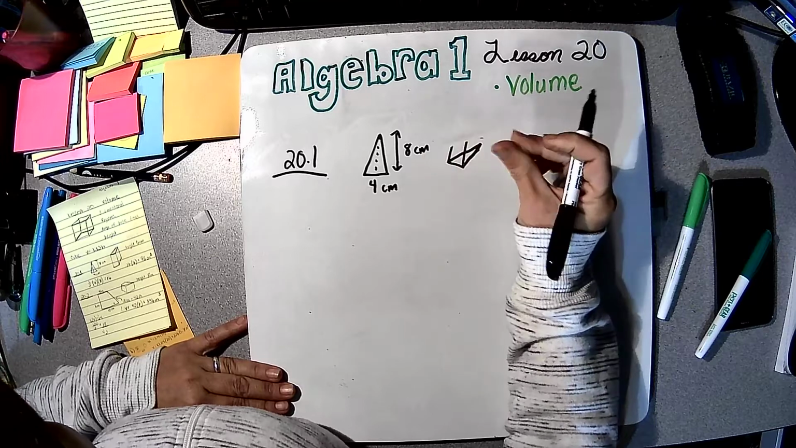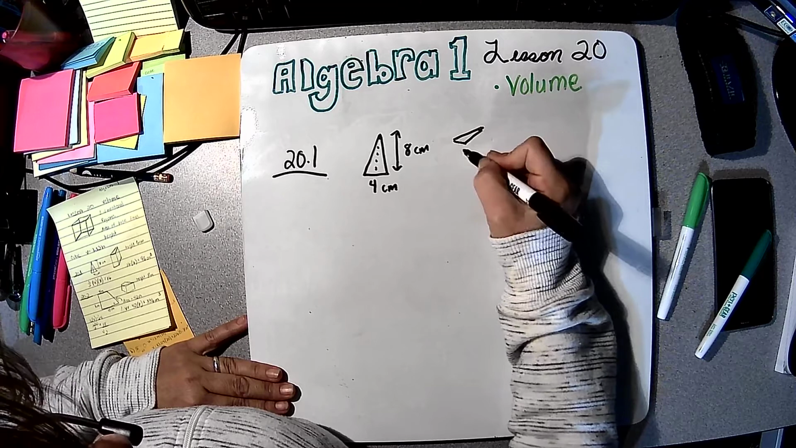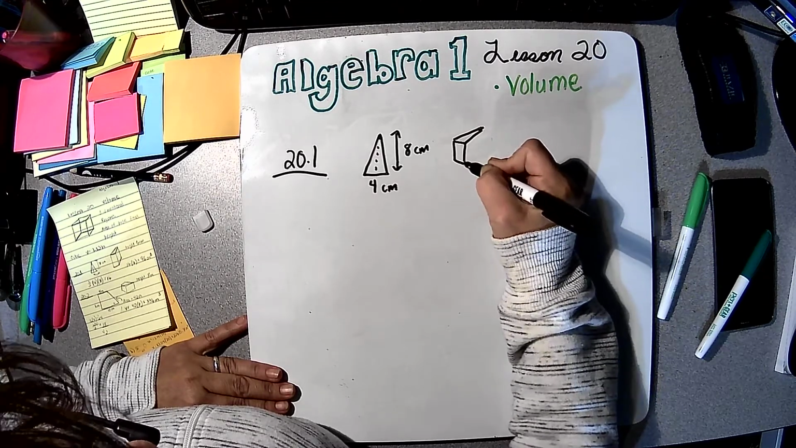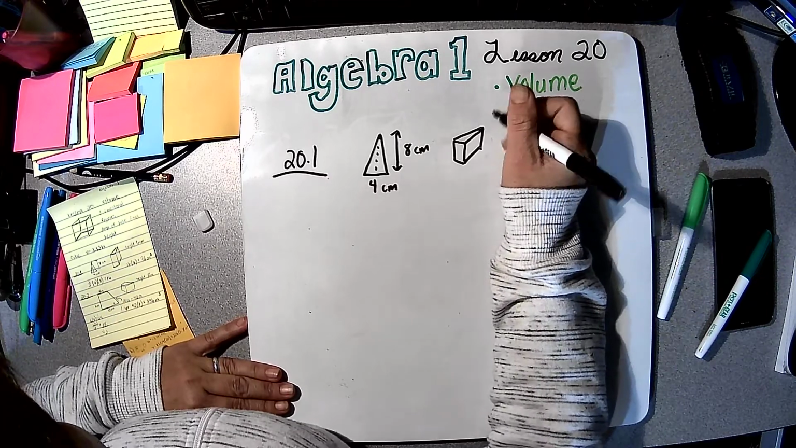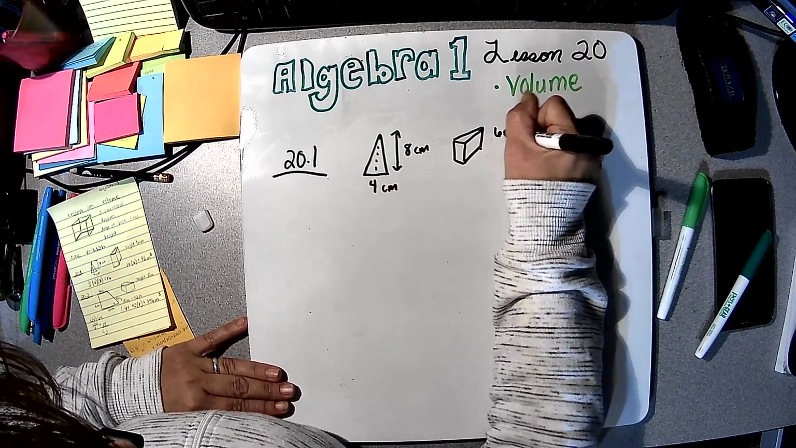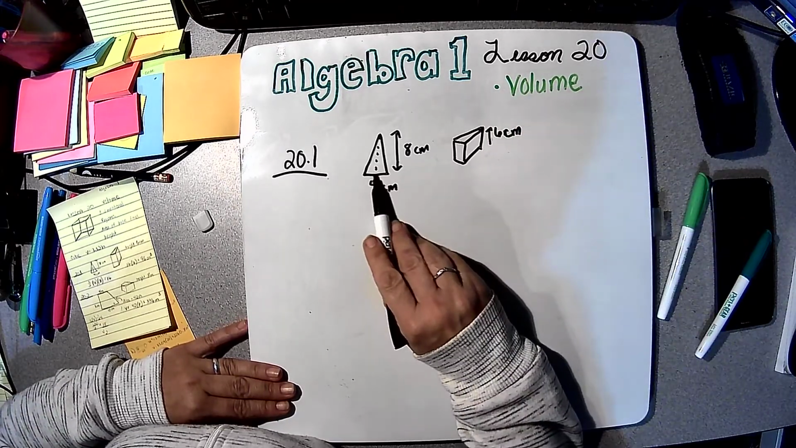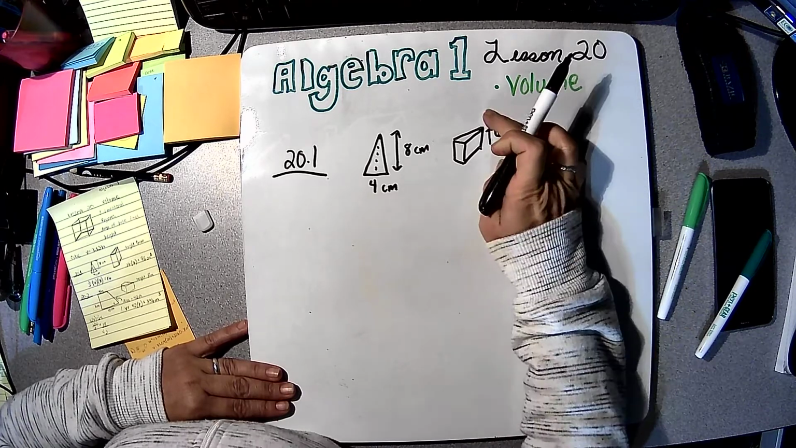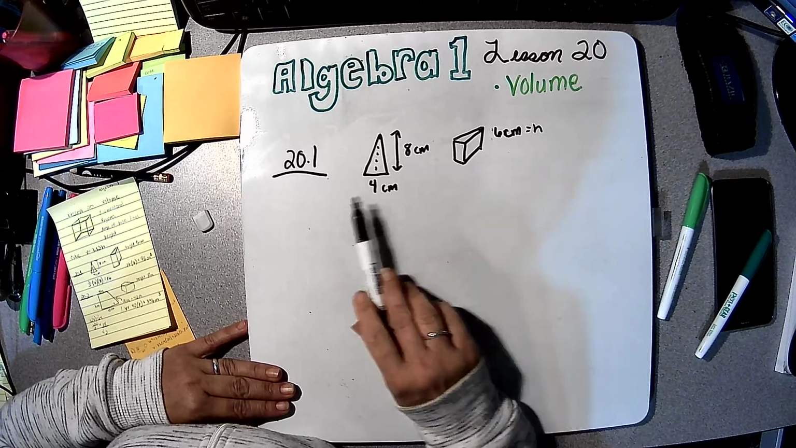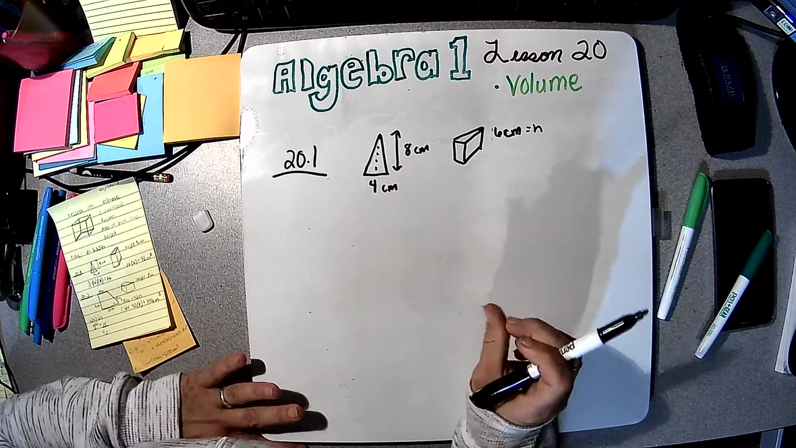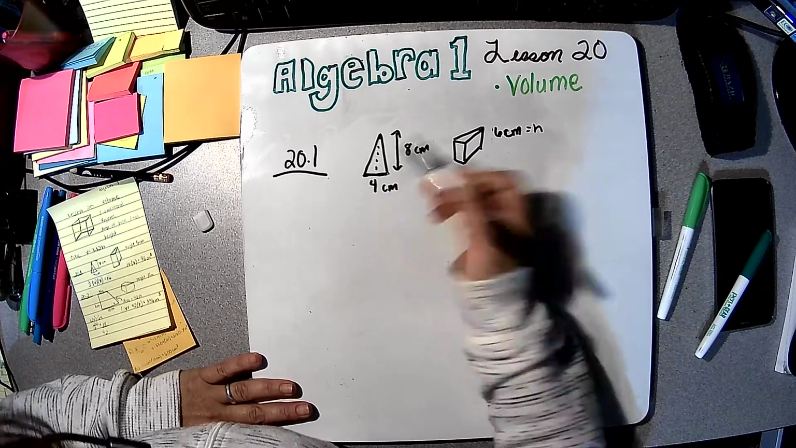If I can actually draw it, let's see. There we go. And it tells us that this figure is 6 centimeters high. So we have to figure out the area of the base and then multiply times the height, H. So the height is 6 centimeters, and here's our base. Now, to find the area of a triangle, we're going to do base times height divided by 2.